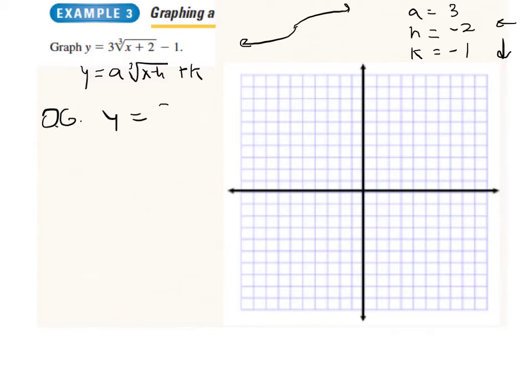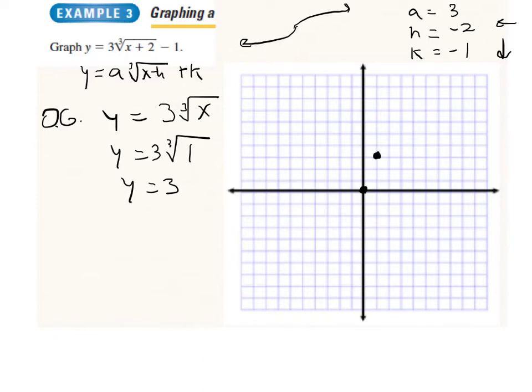So y equals 3 cube root of x. No shifts. The cube root centers at 0, 0, just like the square root starts at 0, 0, because again, if you plug in 0 for x, you get 0 for y. Then we go to where x equals 1, so I get y equals 3 cube root of 1, so y equals 3. Or you could think of it as whatever a is, that's what y will be at x equals 1. So at 1, we're at 1 comma 3.